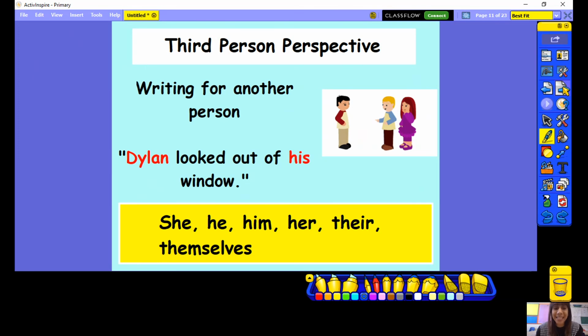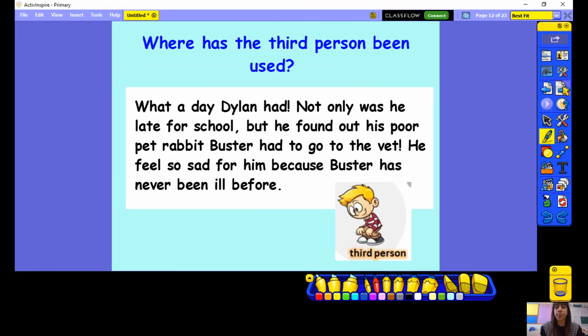Dylan looked out of his window. So Dylan has now replaced I and you. He is the third person, and the window now belongs to him, so we use his. Dylan looked out of his window. So we're not talking about ourselves, we're not talking to somebody else, but we're talking about a third person that isn't quite there with us at that moment. So with that in mind, where can you now spot the third person being used?